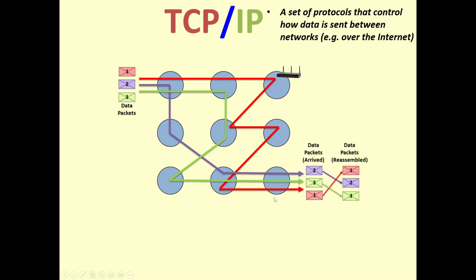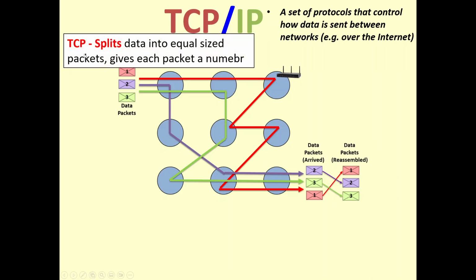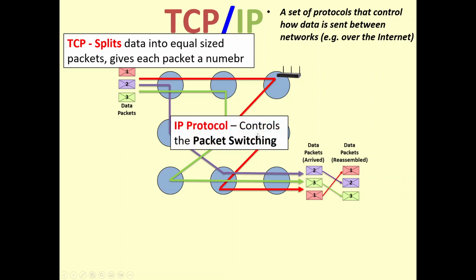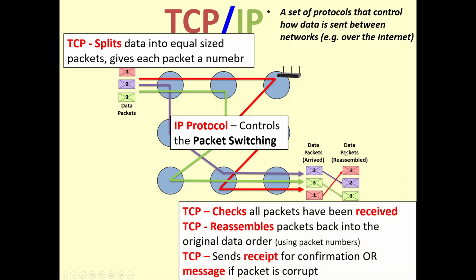Now actually, TCP/IP is actually two protocols that are working together. The TCP protocol splits the data up into equal sized packets. It does the splitting of the data into packets and it gives them a packet number. The IP protocol does the packet switching in the middle. It directs the packets from router to router to router along the fastest route. And then the TCP protocol checks all the packets have been received, it reassembles the packets back into the correct order, and it sends a receipt to confirm that they've arrived, or a message if a packet is missing or corrupt. So it does all the checking at the other end.